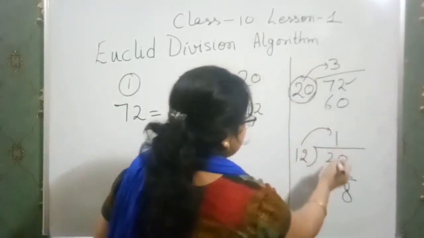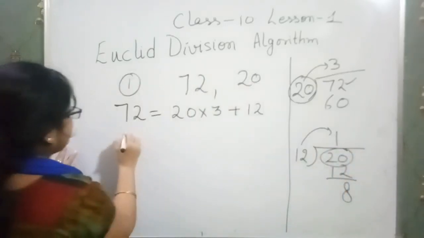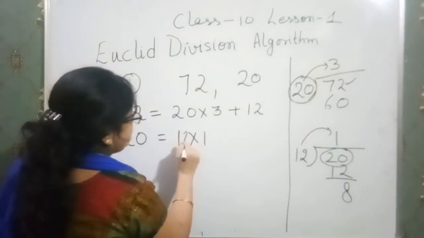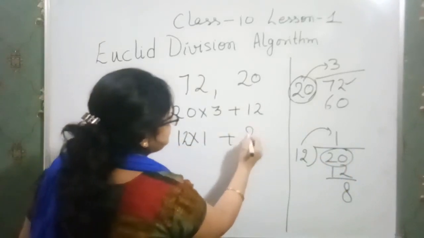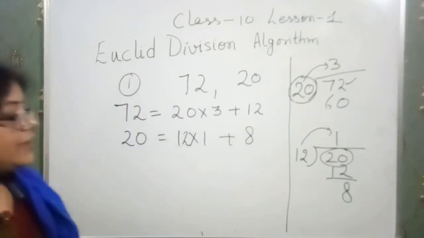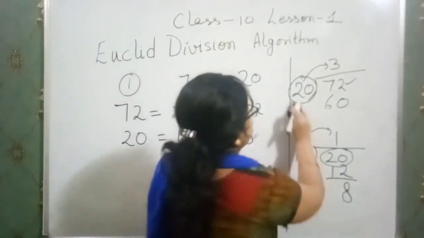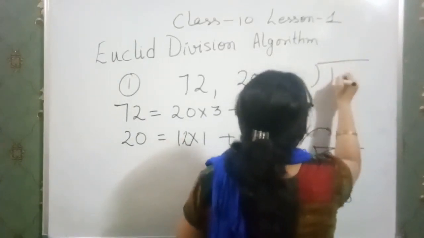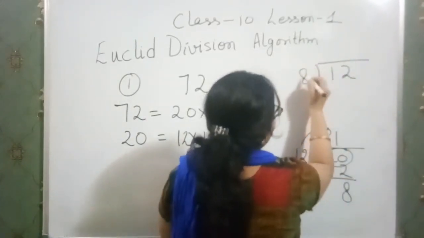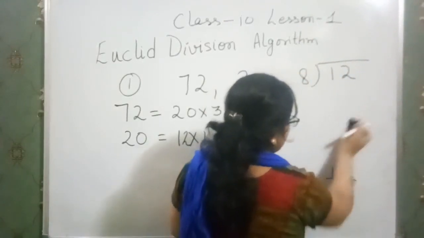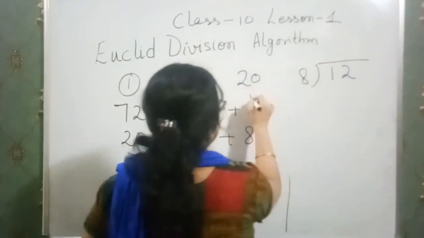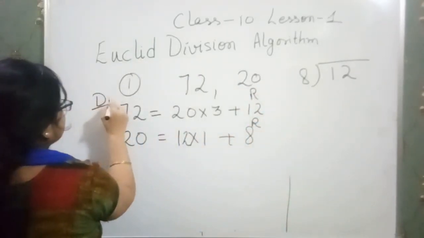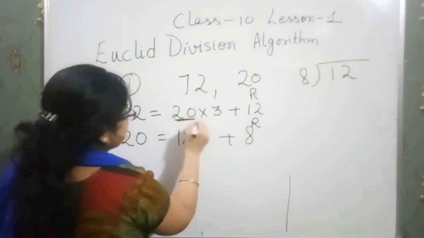Now again we write the dividend here and 1 into 12, or you can write 12 into 1 plus 8. Clear? Now again take the 12 inside your this. That means you make 12 the dividend and divide it by the remainder. Okay? Just follow the steps. These are the remainders. Okay? These are the dividends. Clear? And these are the divisors.